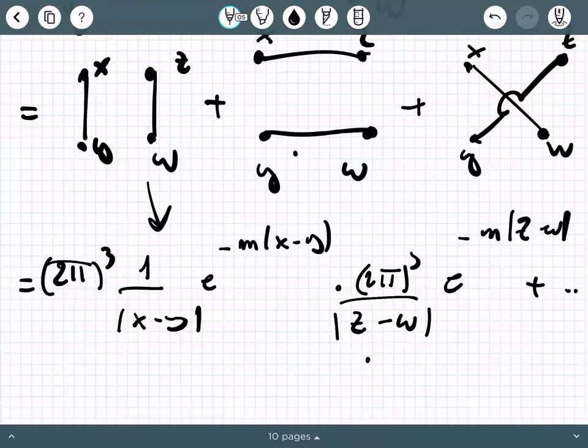So here goes the first week in statistical field theory, so to say. And we will continue with perturbation theory next week and derive Feynman diagrams from the path integral formulation.